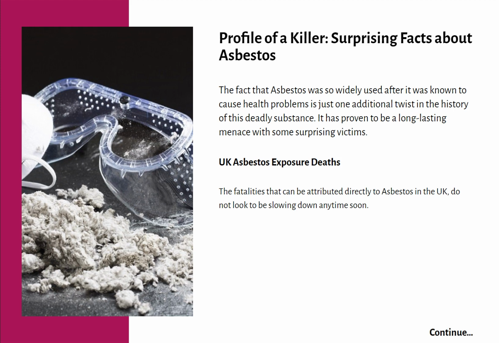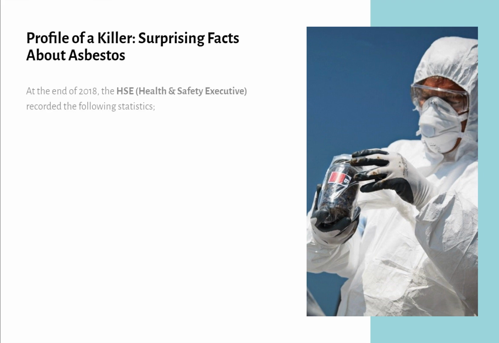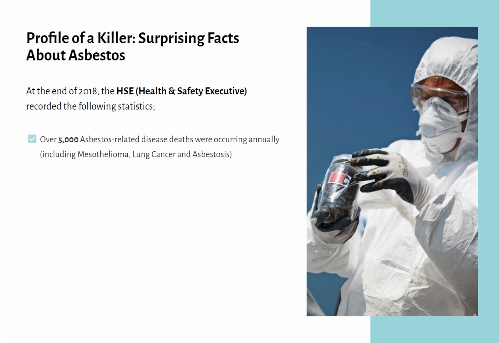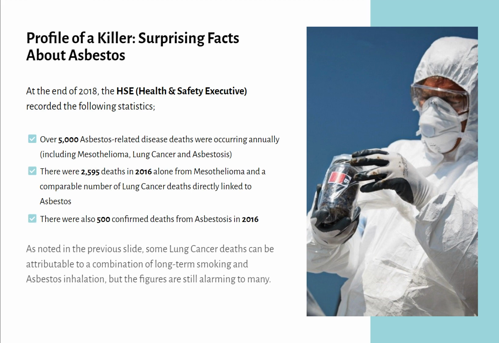UK asbestos exposure deaths. The fatalities that can be attributed directly to asbestos in the UK do not look to be slowing down anytime soon. At the end of 2018, the HSE, Health and Safety Executive, recorded the following statistics. Over 5,000 asbestos-related disease deaths were occurring annually, including mesothelioma, lung cancer and asbestosis.